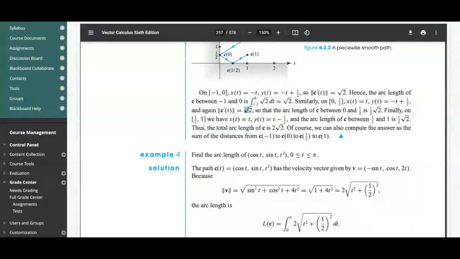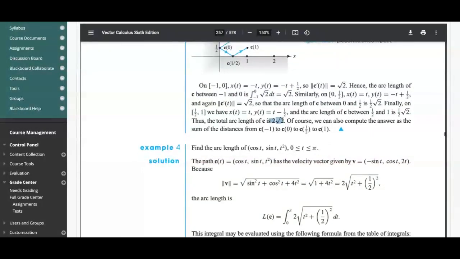And on half to 1, we can write it this way: the arc length of C between half and 1 is half of square root 2. A little bit different, it's half of the previous one. So the total arc length is just adding them together. So we get 2 radical 2. Okay.